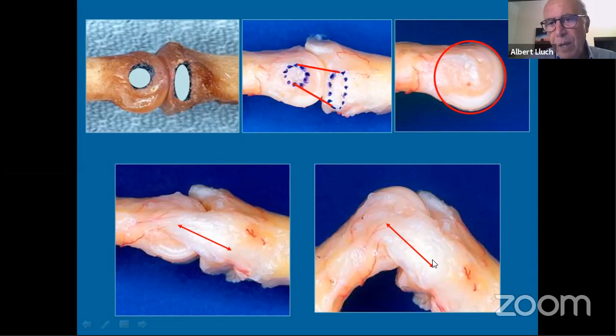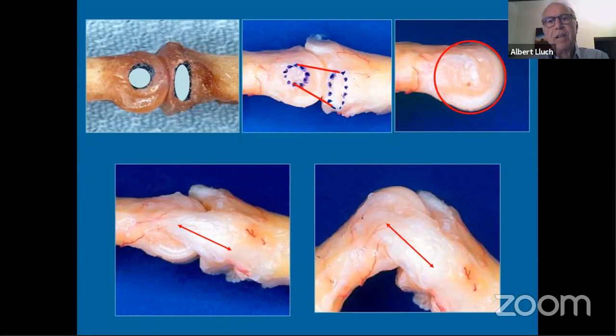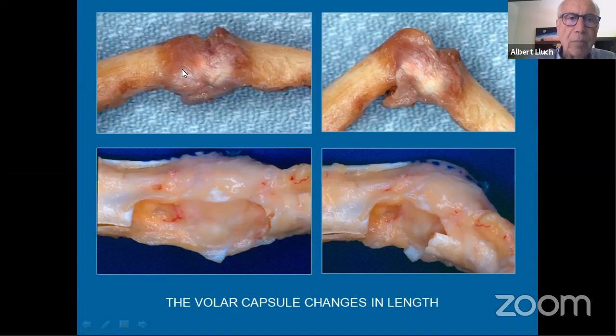In the PIP joint, you can check in your fingers, it's always stable in extension, mid-flexion, or full flexion. So from this, we can deduce that the collateral ligament is not the cause of joint stiffness, as opposed to the MP joints. The problem here at the PIP joint is the volar plate.